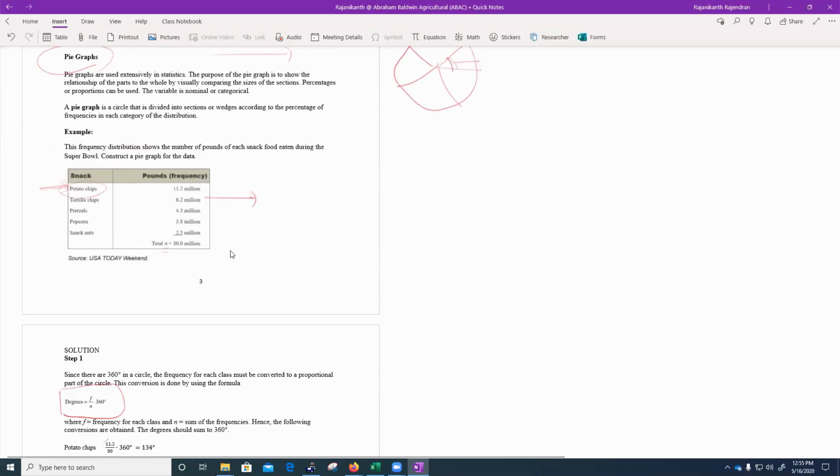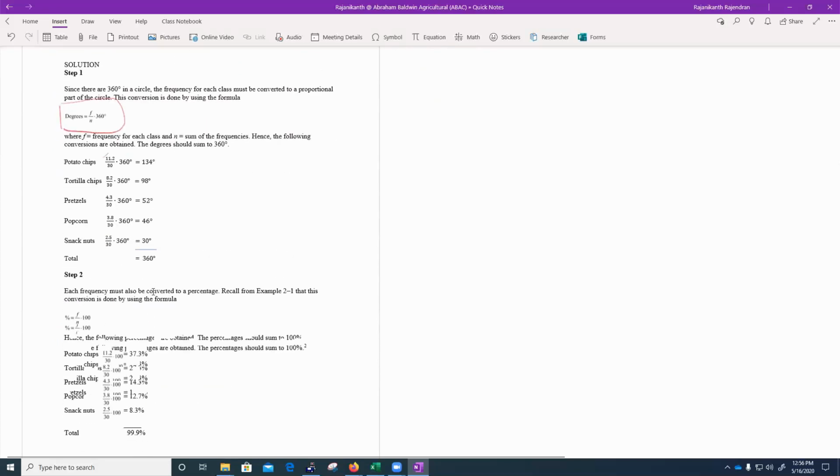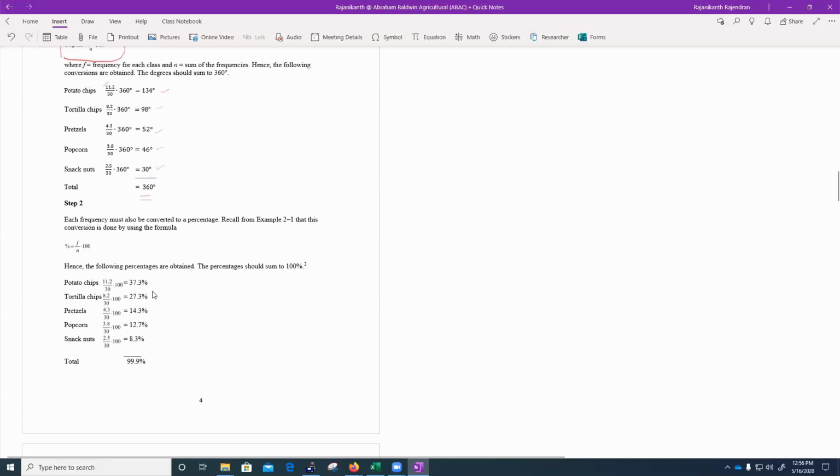How many variables are there? One, two, three, four, five. There are five variables, so you will find five sectors in your pie chart. Each angle will be like that, and they have been approximated to the nearest whole number. Make sure that the total of the degrees should be 360, right? In order to make a full circle.